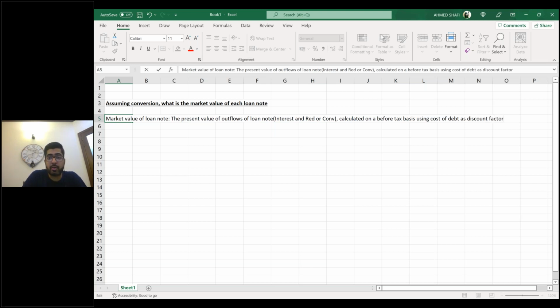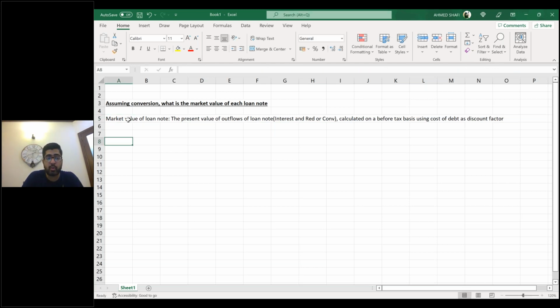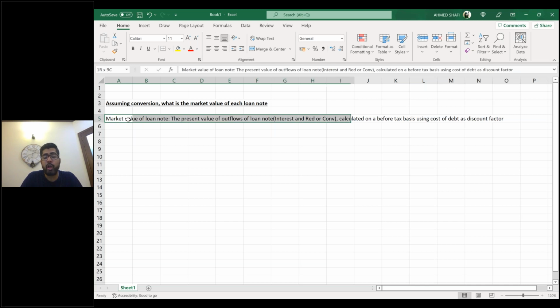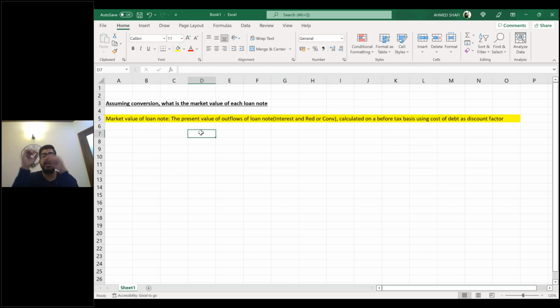If anyone doesn't know this thing, I suggest them to please learn this. This is a very important 2 marks area. It always comes in the exam. One MCQ will ask you to calculate the market value of loan note. It's the present value of 2 outflows of a loan note. A loan note only has 2 outflows, interest and redemption or conversion, calculated on a before tax basis using KD, cost of debt as discount factor.